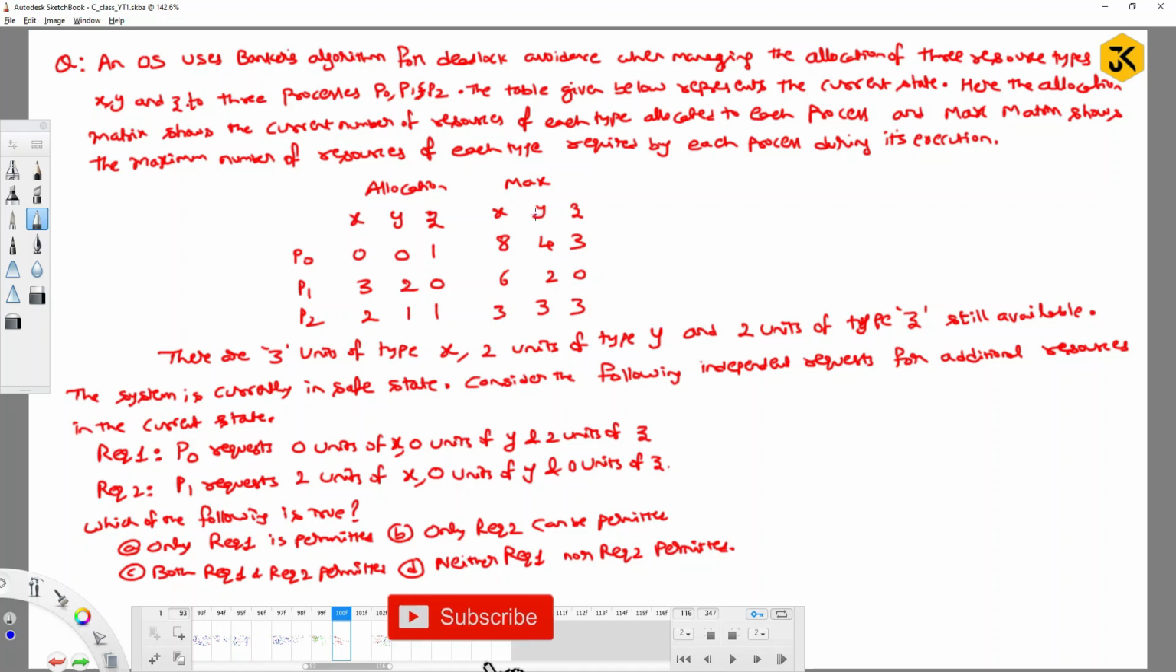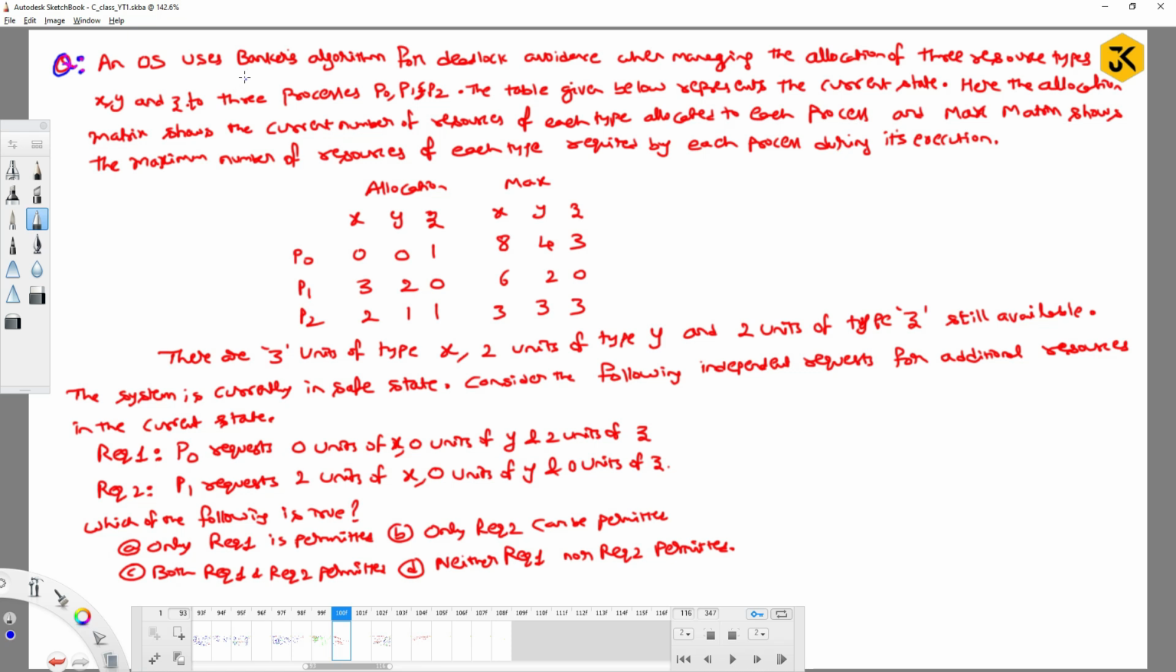Hi everyone, welcome back. Let's see one of the GATE questions which was asked in earlier years on the concept of Banker's algorithm. Let's read the question. Guys, the question looks somewhat large, but once you know the concept of Banker's algorithm, it is easy for you. Without wasting any delay, let's read the question.